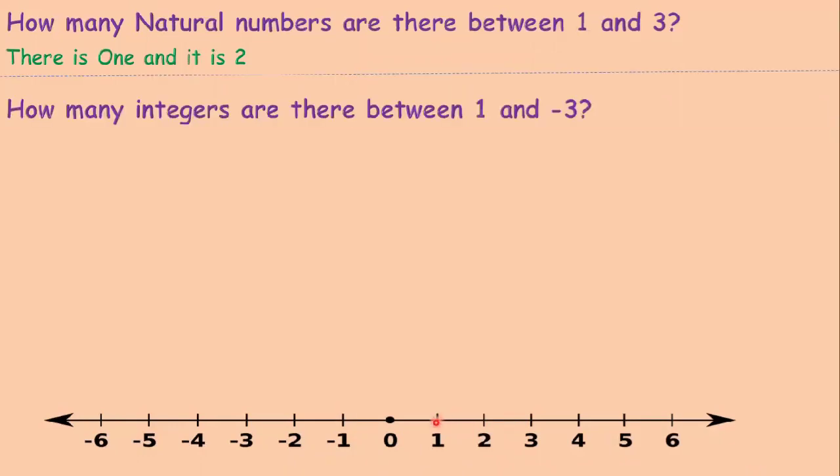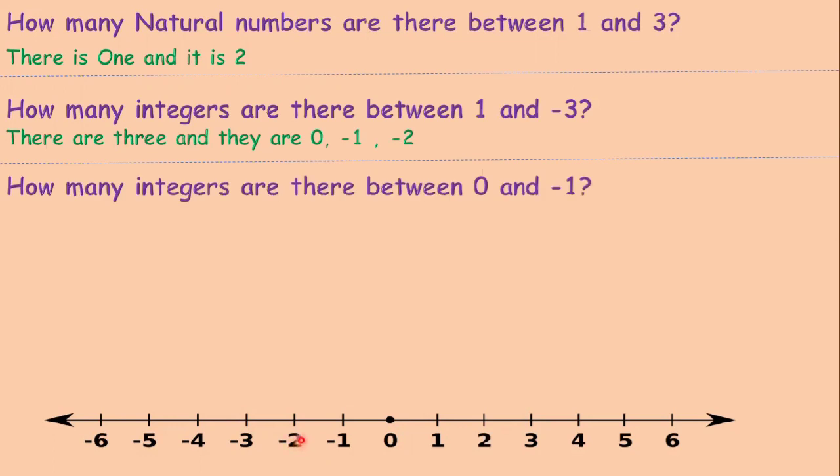How many integers are there between 1 and minus 3? Look at the number line. 1, 2, 3. There are 3 and they are 0, minus 1 and minus 2.